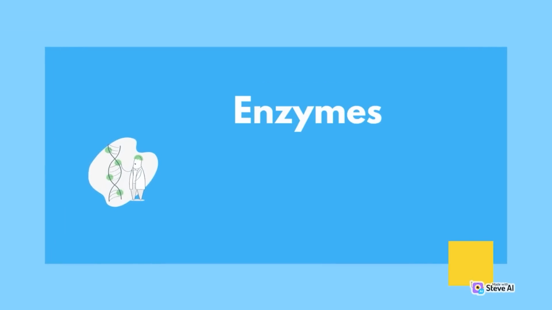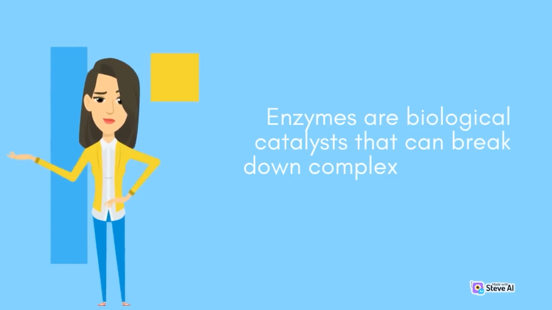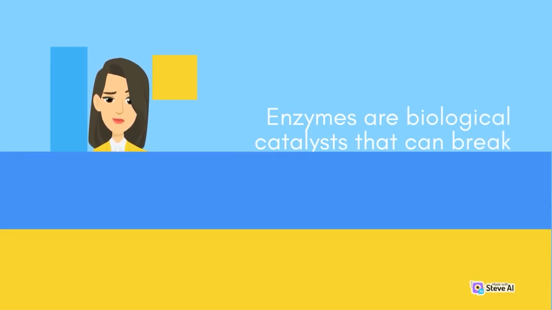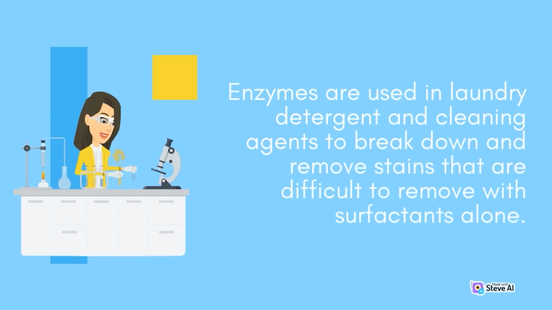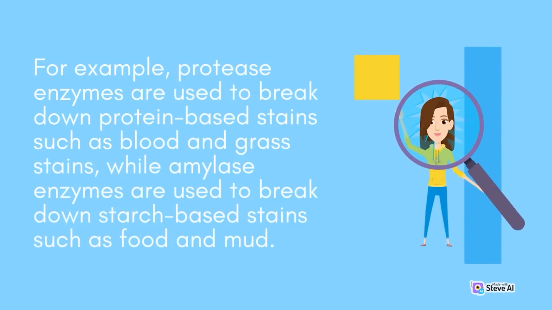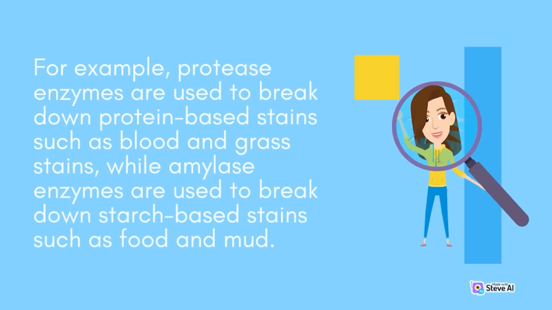Enzymes. Enzymes are biological catalysts that can break down complex molecules into simpler ones. Enzymes are used in laundry detergent and cleaning agents to break down and remove stains that are difficult to remove with surfactants alone. For example, protease enzymes are used to break down protein-based stains such as blood and grass stains, while amylase enzymes are used to break down starch-based stains such as food and mud.